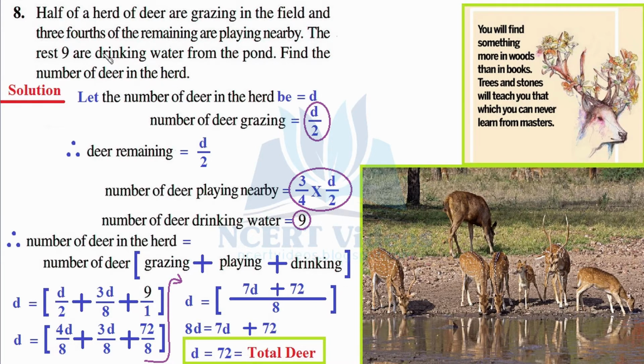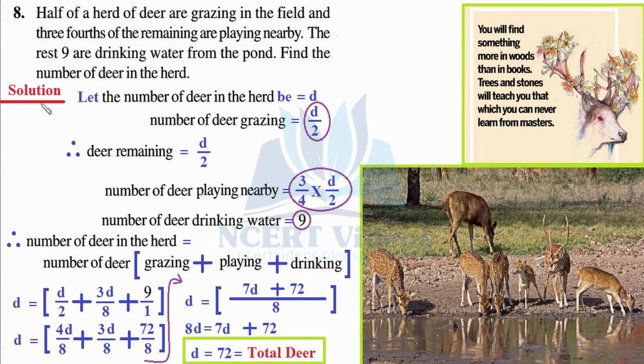Let's visualize the question. So we have a herd of deer. It simply means a group of deer. The plural form of deer is deer itself, not deers. Just a simple grammar lesson. So the question says some are grazing, that is, they are eating grass. Some are playing nearby, which is off the scene, and 9 of them are drinking water. Hence, the question asks: find the number of deer in the herd. That is, we have to find the total number of deer in the herd, which we will be able to find with the help of these hints.